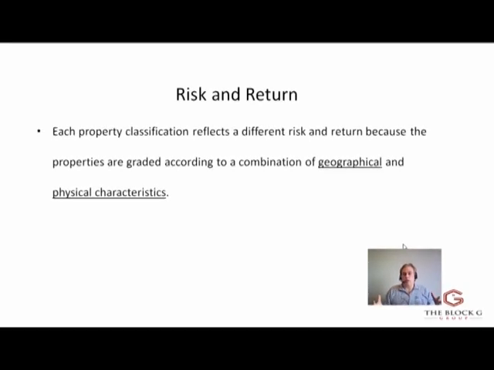Each property classification reflects a different type of risk and return because the properties are graded according to a combination of geographical and physical characteristics. Where the property is located: the risk of a property in downtown Manhattan is probably a lot less than the risk in the outer boroughs or on the south side or north side. No offense to anyone, but what I'm saying is it's the different area location or the physical characteristics.